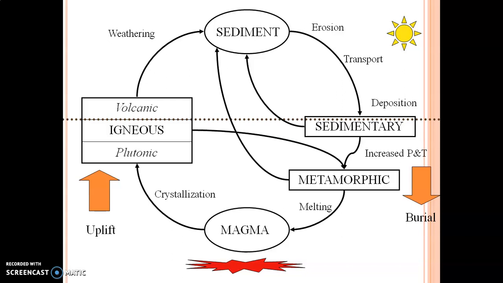And also, igneous rocks, when subjected to increased pressure and temperature, will form metamorphic rocks. So metamorphic rocks form either from igneous rocks or sedimentary rocks. When formed from igneous rocks, they are called orthometamorphic rocks, and when formed from sedimentary rocks, they are called parametamorphic rocks.